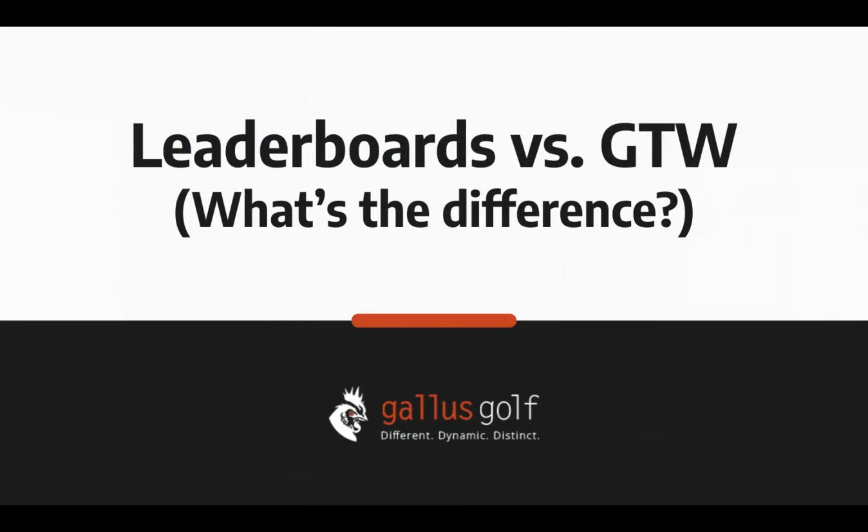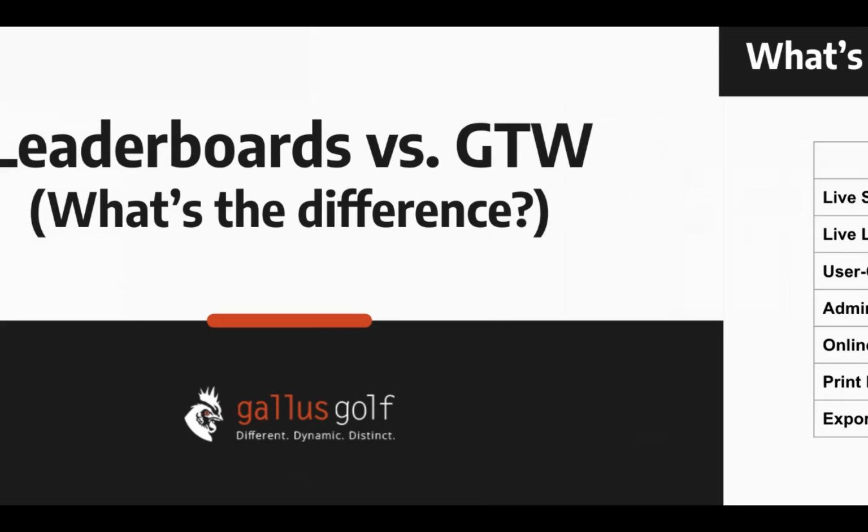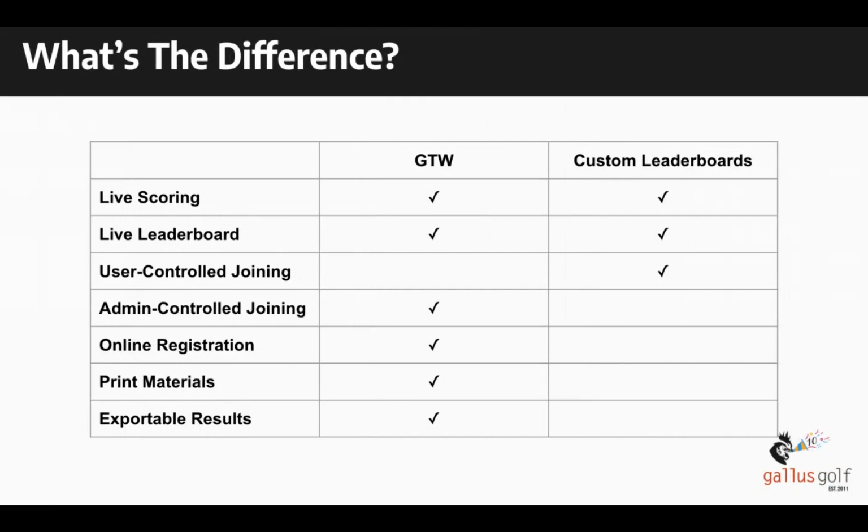Moving on to step number 2, leaderboards versus GTW. At this point, you're probably thinking, okay, so what we're basically doing is we're allowing people to keep scoring in the app and view how everyone else is doing on the course. What's the difference between that and the tournament software? Great question. So we came up with this little table so that you could see a little bit.